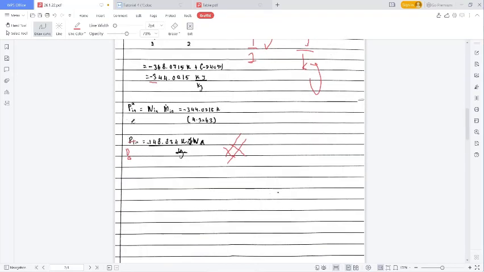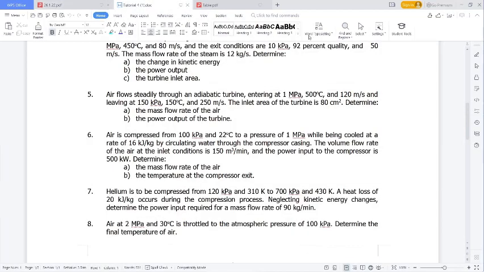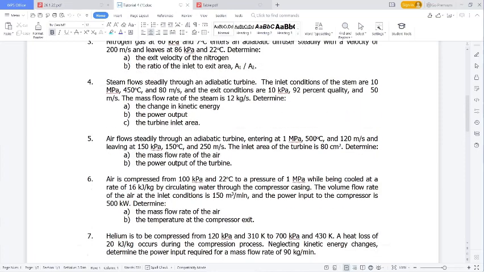So we have to find the power. It's as simple as work times mass flow rate. We know that the mass flow rate will be 4.263. Thus we get the power. You need to neglect the negative here. So power will be 148.8234 kilowatts. So that's all for this question. Thank you for watching and have a nice day. Bye bye.